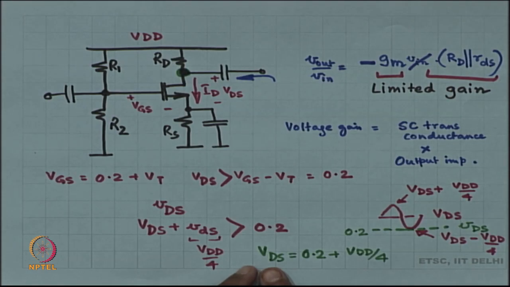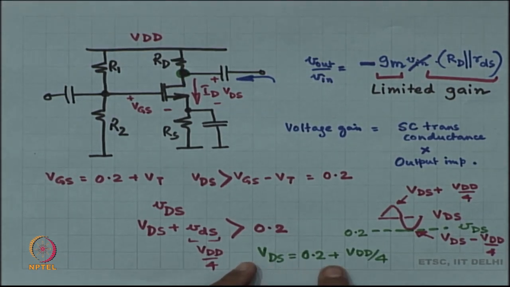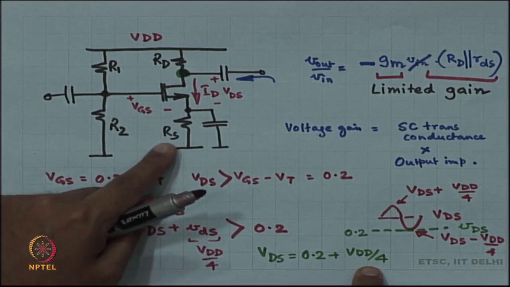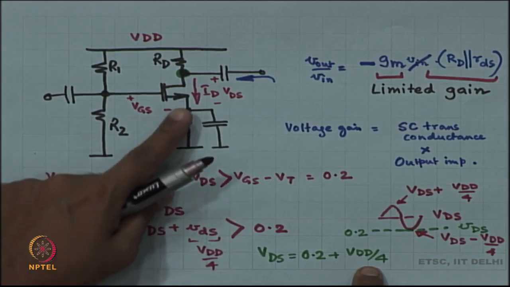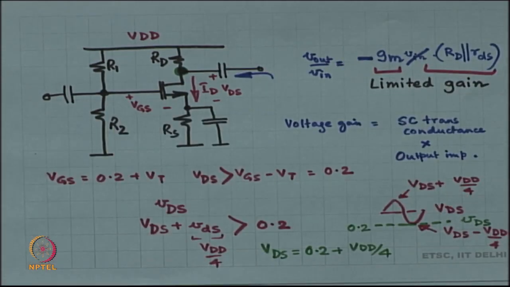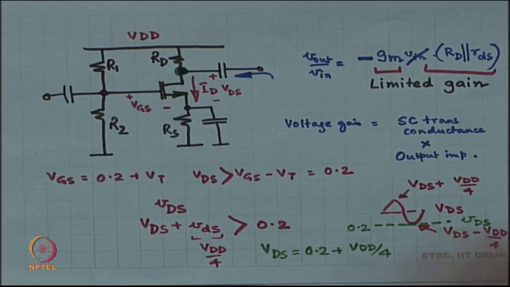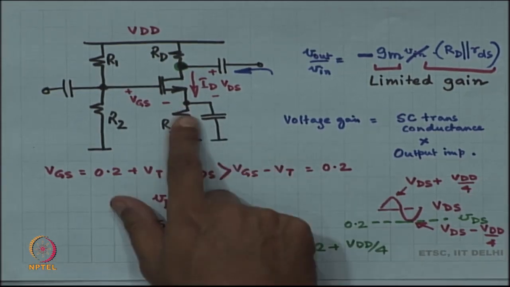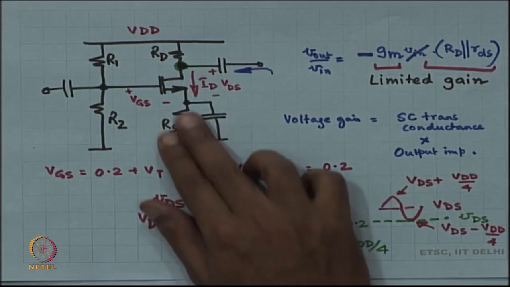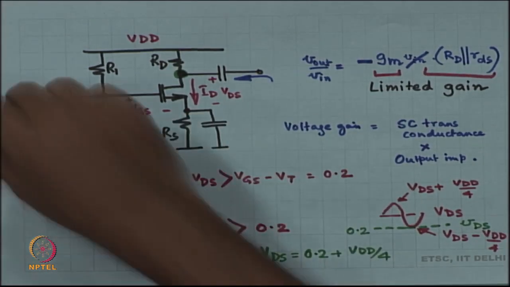I am telling you that capital VDS is 0.2 plus a quarter of the power supply, all right. Let us say this source voltage is 0, all right. Let us say this RS is 0 ohms, let us make life easier, right. Let us not complicate ourselves, let us say RS is 0 ohms, right. So, this node is at 0 volts.